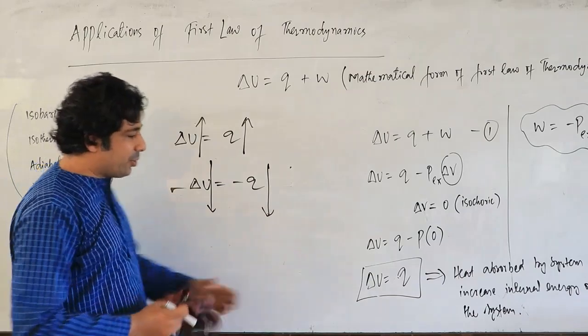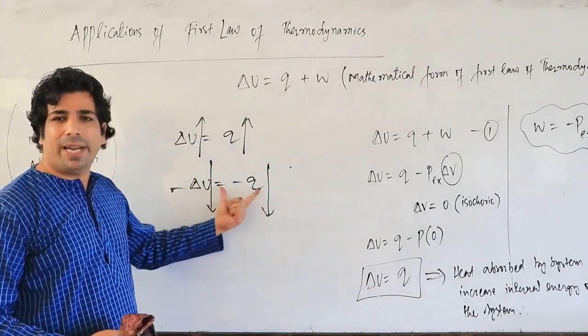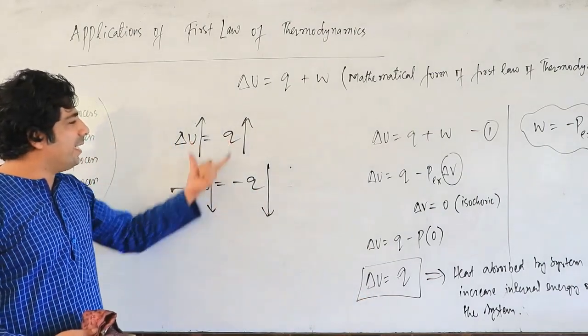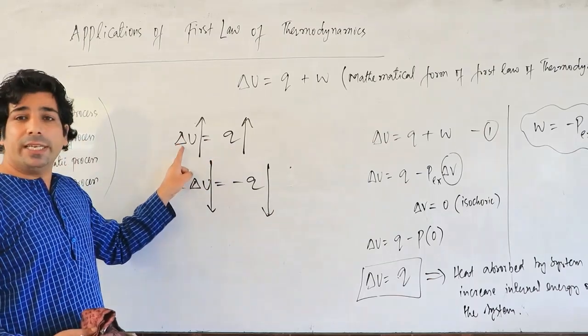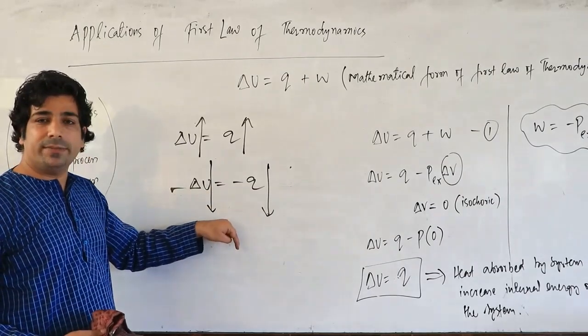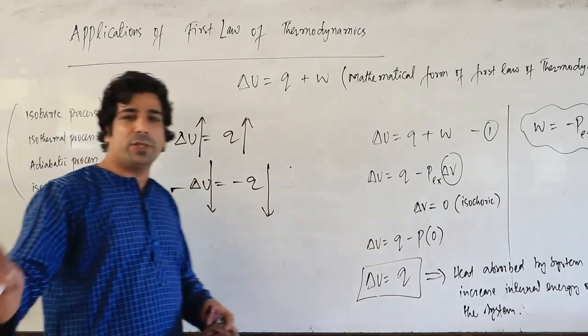So this expression can be written like this also if we multiply both sides by minus. So this expression will become this, and it will become exactly opposite of this. Heat absorbed by system is equal to increase in internal energy of the system. And heat lost by the system is equal to decrease in internal energy of the system. I hope you have understood this thing.